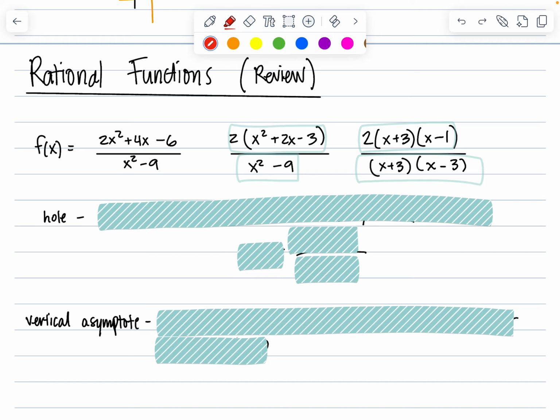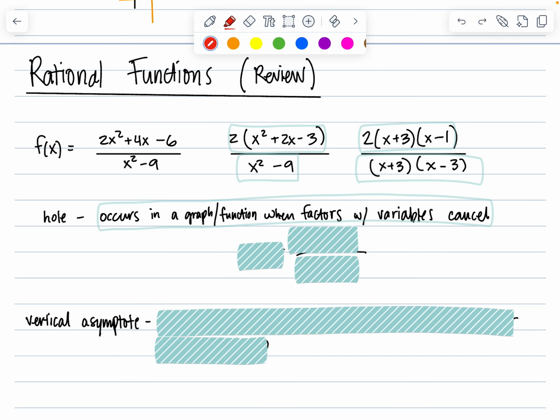So, in order to find a hole, after it's already completely factored, we want to know that it occurs in a graph or function when factors with variables cancel out. So what this means is, once this is completely factored, I notice that I have x plus 3 and x minus 3 in my numerator and denominator. And those could be canceled out, just kind of like how simplifying is. We are simplifying the function to a simpler term. So we could actually rewrite this to 2 times x minus 1 over x minus 3, okay?